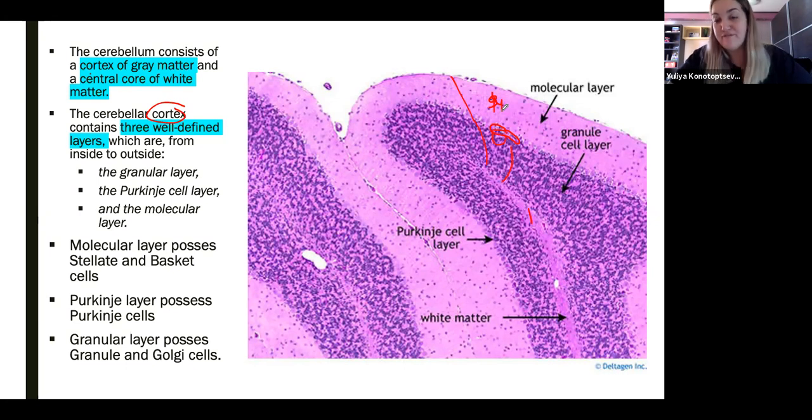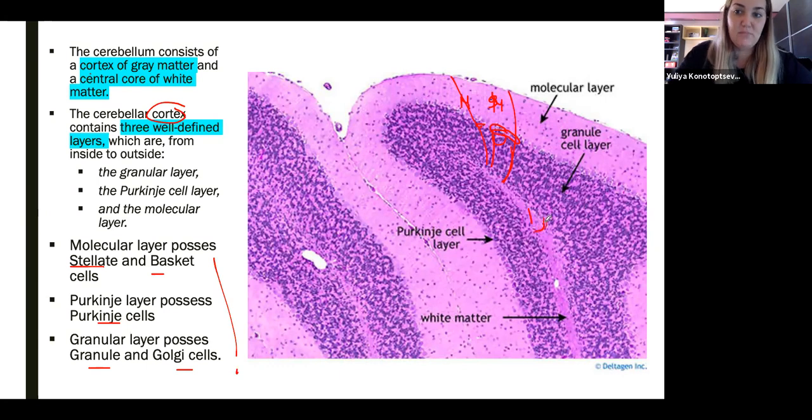There are a total of 5 neurons in the outer cortex. Here we have the molecular, Purkinje, and the granular layer. But in the cortex, there are going to be 5 neurons: stellate, basket, Purkinje, granule, and Golgi cell. For the exam, you have to remember that you will not find these cells in the medulla. Medulla is the white matter, the deeper part of the cerebellum.